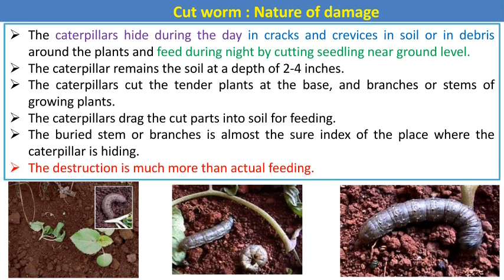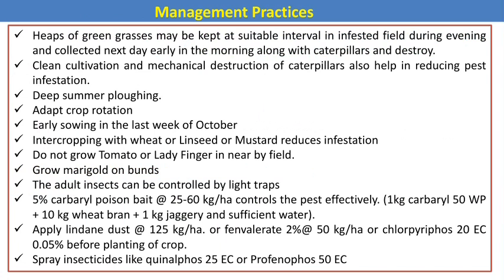I have already told you the destruction is much more than their actual feeding. It means that these caterpillars are present in the soil just near the stem or roots, and they cut the seedling from the ground level and cause severe yield loss. These are some of the management practices we can follow for the management of cutworm in the gram field.